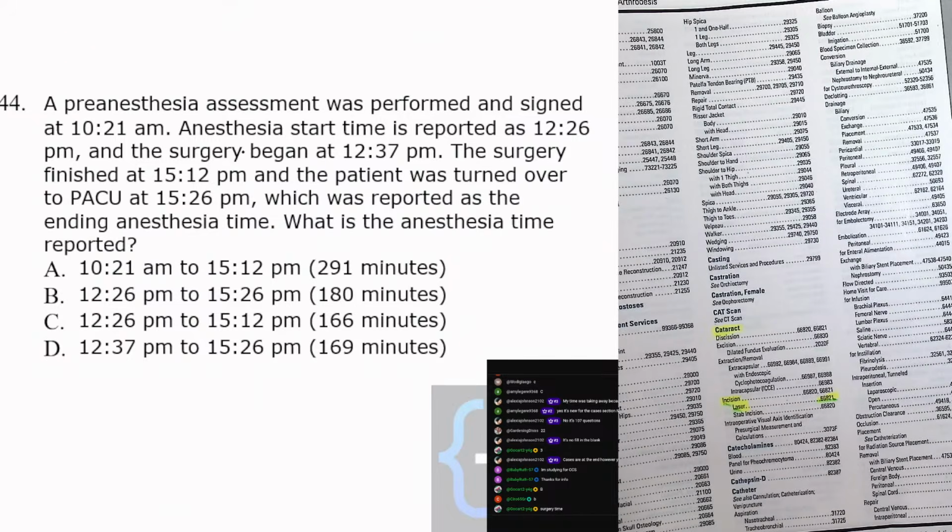Surgery time, that's right. Get rid of anything that says surgery started and surgery finished. Absolutely. That will make a big difference on exam day, right? We want to keep our 1226 and our 1526. That way we know our answer is B. Yep. Very good. Perfect.